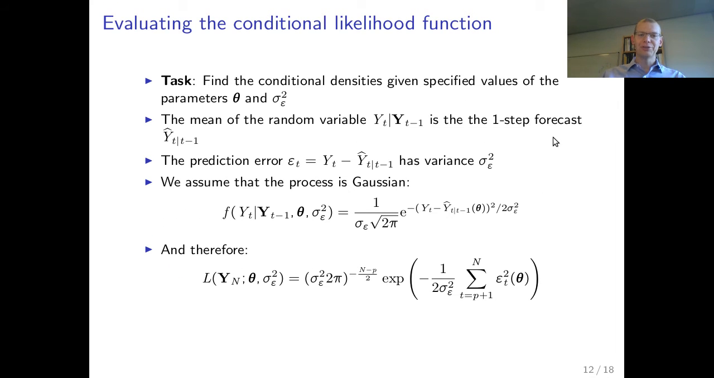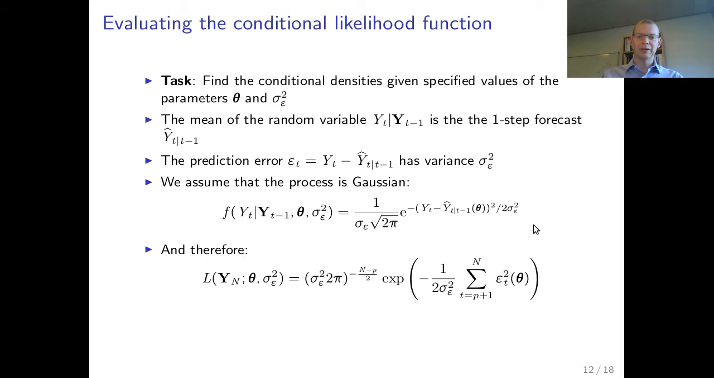So the next thing is to evaluate the likelihood function. Let's just go for the conditional likelihood function. What do we need to do? Well, we have given parameter values. So what we need to look at is this random variable of the one-step prediction, and it has variance sigma epsilon square. We will, for now at least, as always in this course, assume that the process is Gaussian. So the density of y_t given all the observations up to y_(t-1) for the given parameters is the density of a univariate normal distribution.